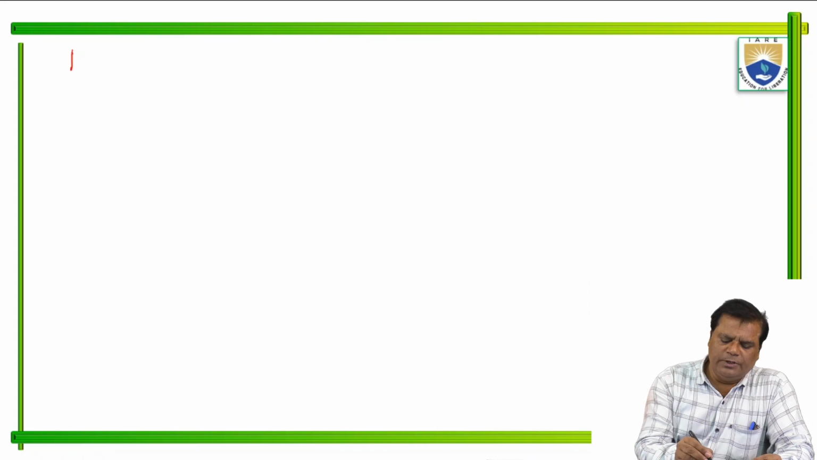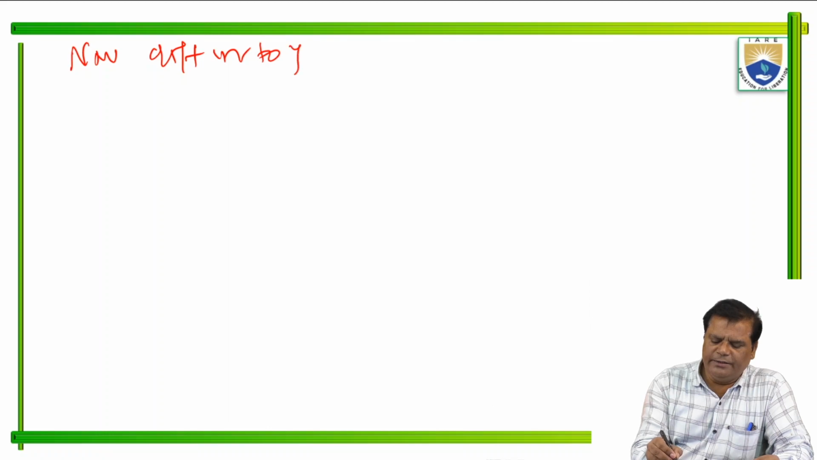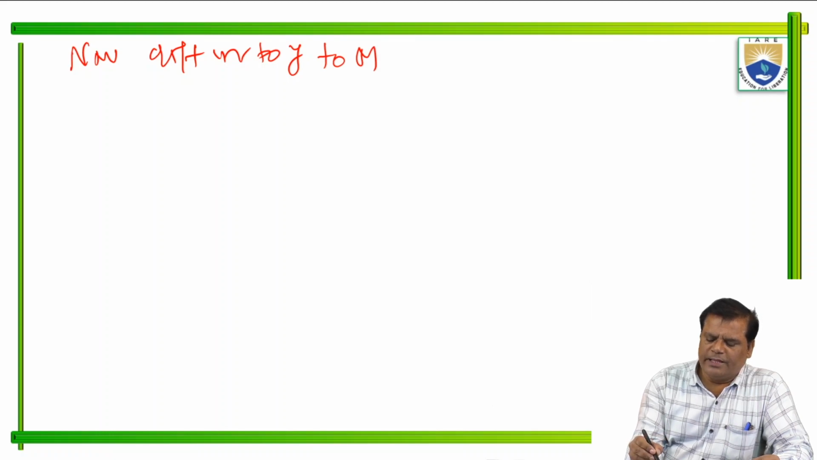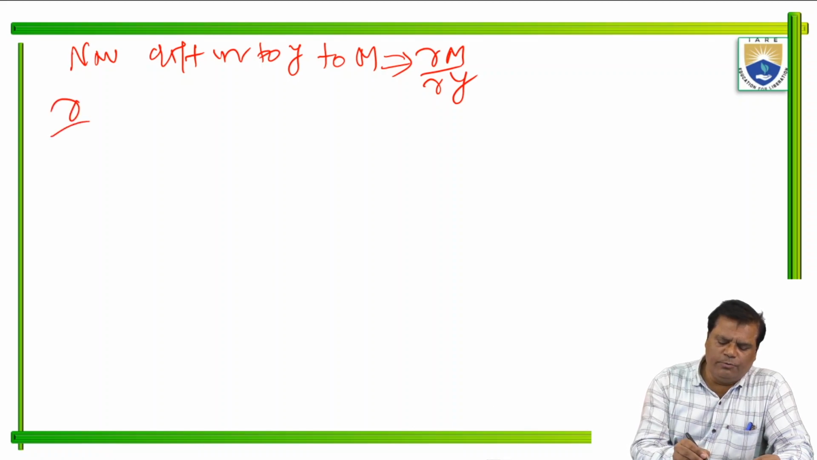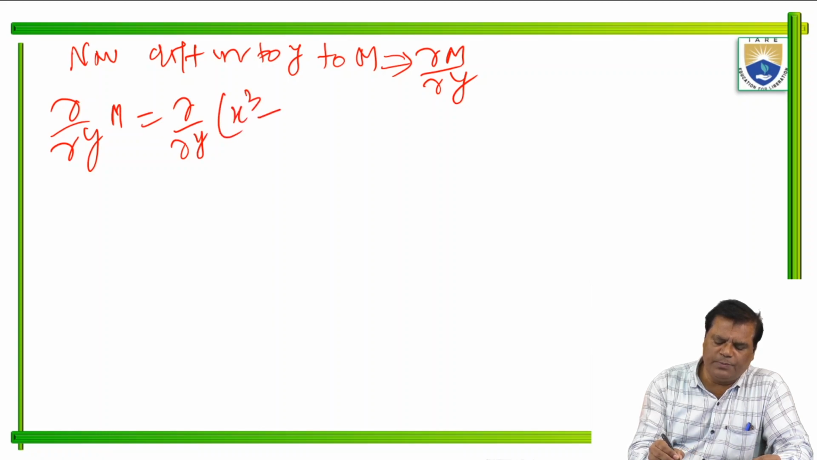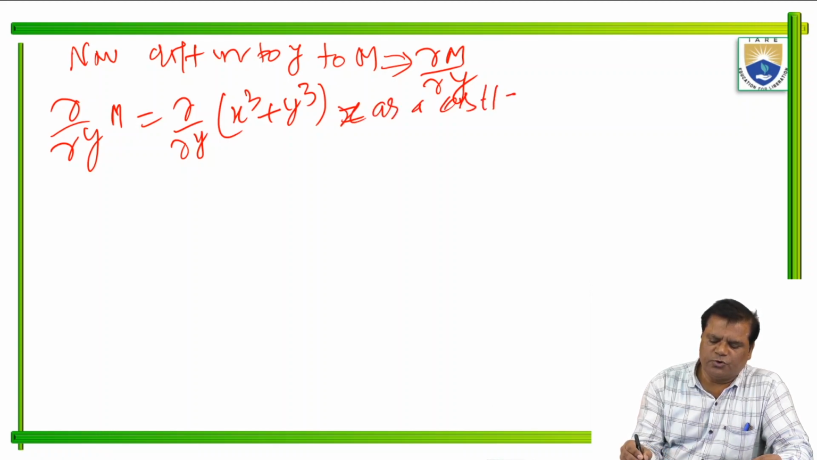So now differentiating M with respect to y, we get del M over del y. So del over del y of M, this equals del over del y of x cube plus y cube. So x is a constant here, differentiating with respect to y. So keeping x as a constant, this is x.